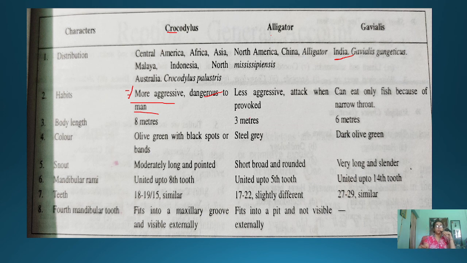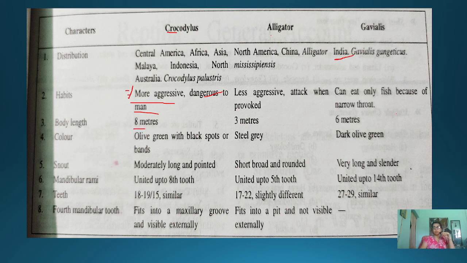If you provoke them, if you instigate them, if you do something that will aggravate their anger, then they will definitely attack you. But crocodiles are less aggressive. Then gavials only eat fish because of the narrow throat. So if you arrange them according to their danger or aggressive nature, or which one is more harmful among these three, it is the crocodile, and the least harmful is the gavial.